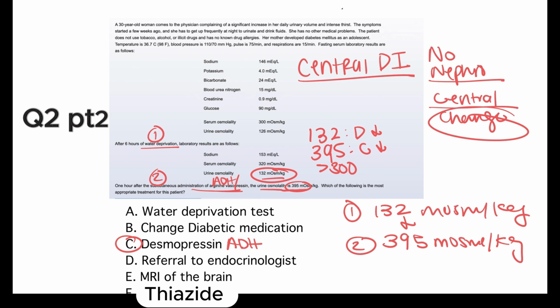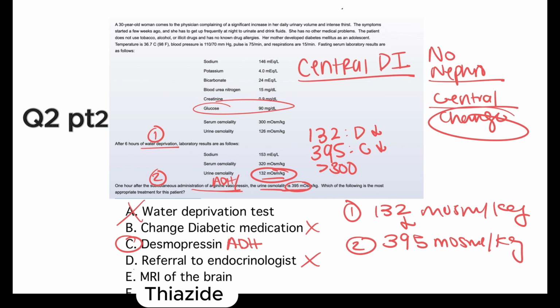Water deprivation test? No, that's not a treatment. This is how you can differentiate between the differential diagnosis. Change in diabetic medication. The patient's glucose is 90. I don't think that's important. Refer to endocrinologist, guys. Definitely the wrong answer. You need to help and treat your patient. You can if you can't figure it out, but that's never the right answer.